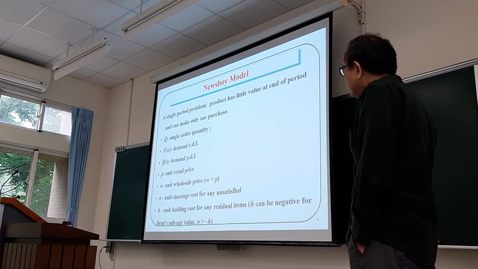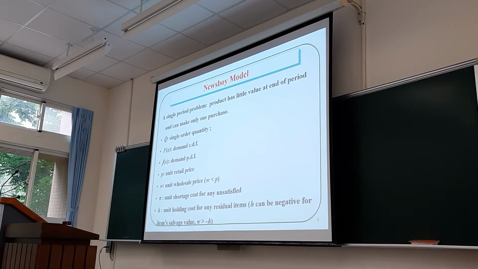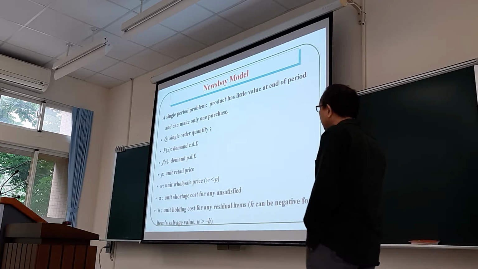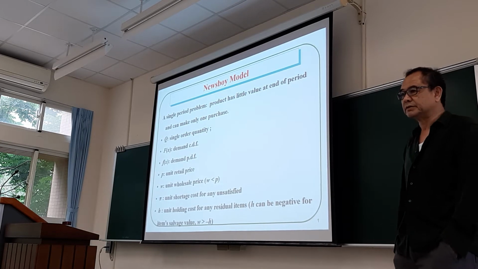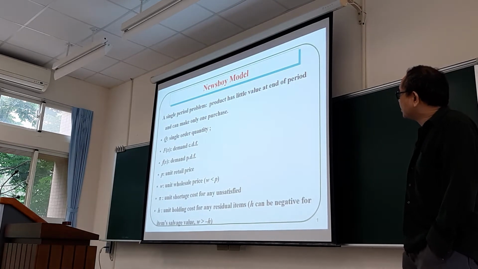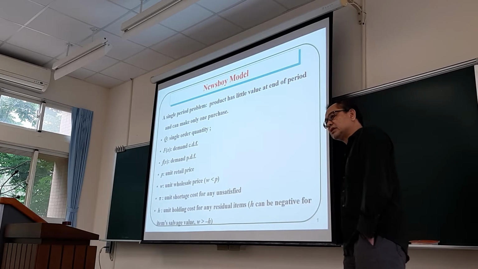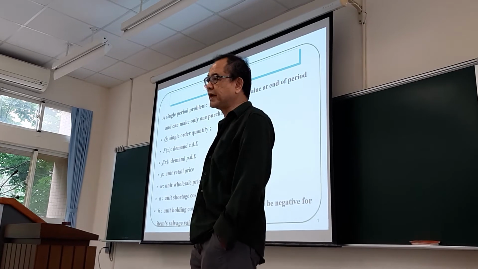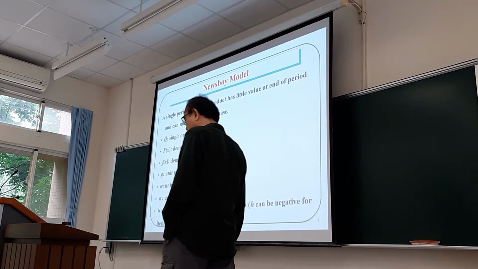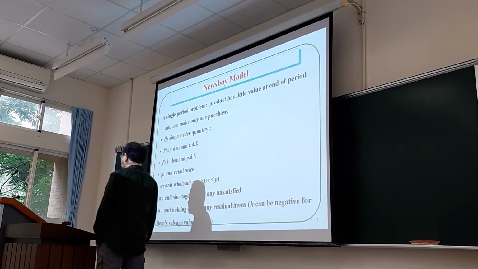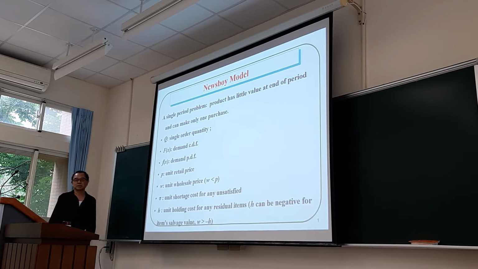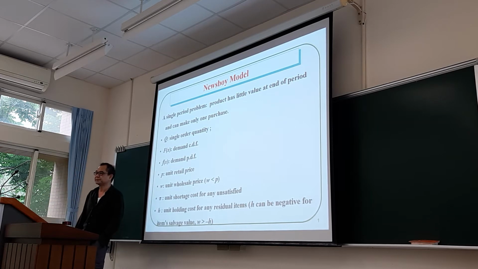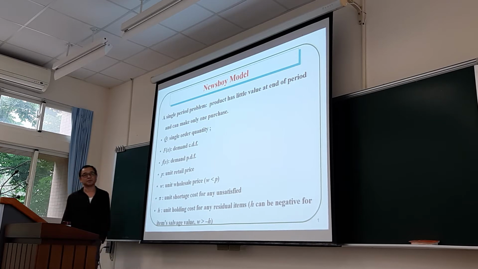Okay. So the news supply model is a single period problem. The product has little value at the end of the period, and you can make only one purchase. What kind of product is feasible for the news supply model? Newspaper, certainly, or fashion apparel, or any kind of product. For example, it's only available in 1 day, 1 week, 1 month, 1 season, or 1 year. Okay, that's the so-called newspaper.